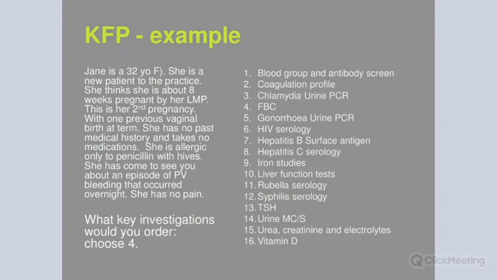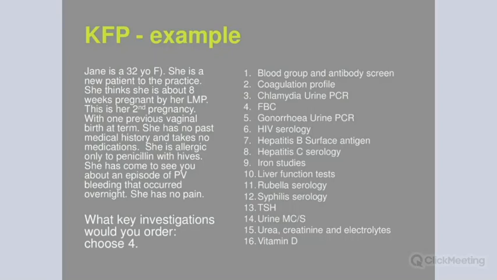And I think this is a KFP question that would have quite a few answers, so I don't think there would only be 4 on that list that are right. But if you did choose something like rubella or TSH or vitamin D, they probably wouldn't be technically correct, because you're trying to rule in or out your diagnoses or be safe. And there's not a lot on that list that you can really rule in or out.